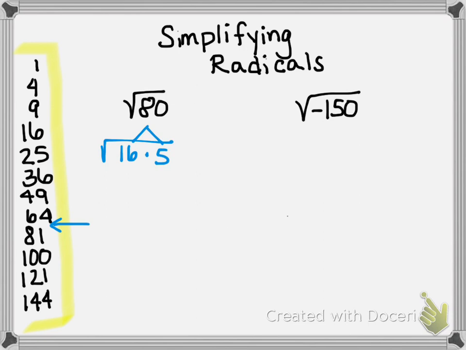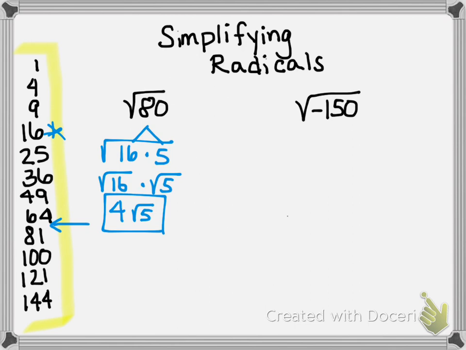That did not change. When we separate this, because one big square root is the same thing as two square roots, it is still the square root of 16 times the square root of 5. Well, the square root of 16 is 4, and the square root of 5 does not break down any further, so that would simplify into 4 square roots of 5.